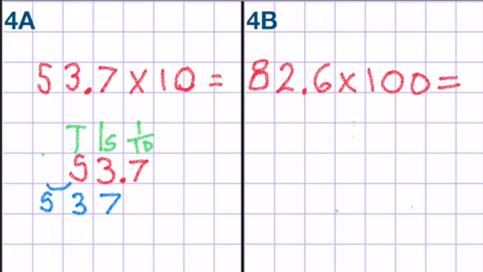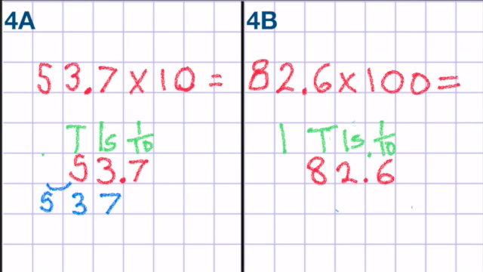Okay, and on this side again, we have exactly the same. Tens, ones, and then a tenth in the tenths column. So let's put tens, 6 tenths in the tenths column, sorry. So 82.6, but this time we're multiplying by 100.